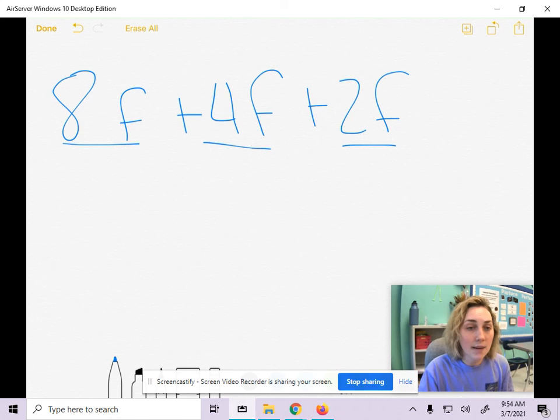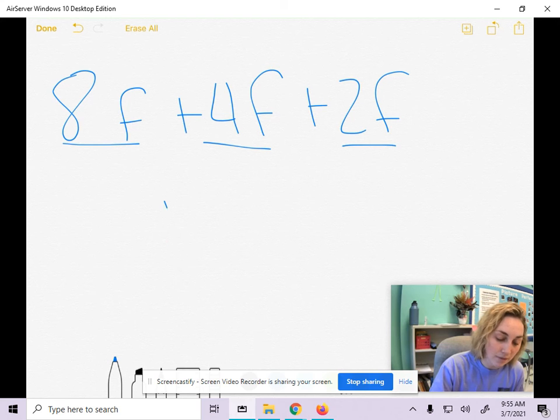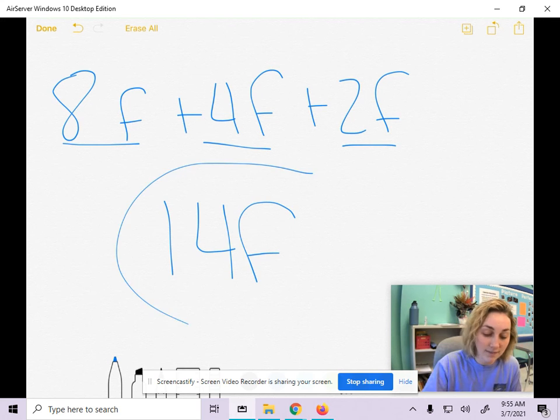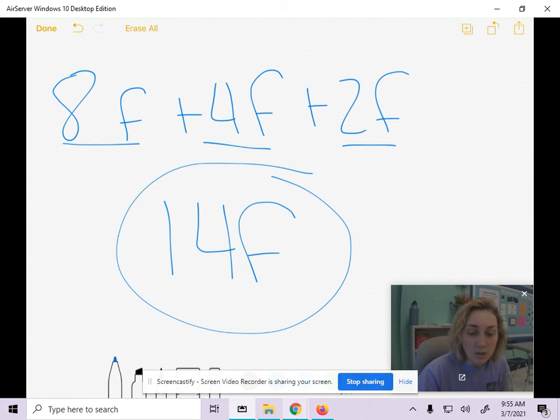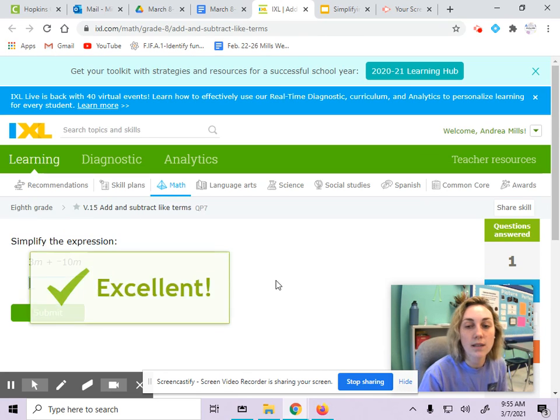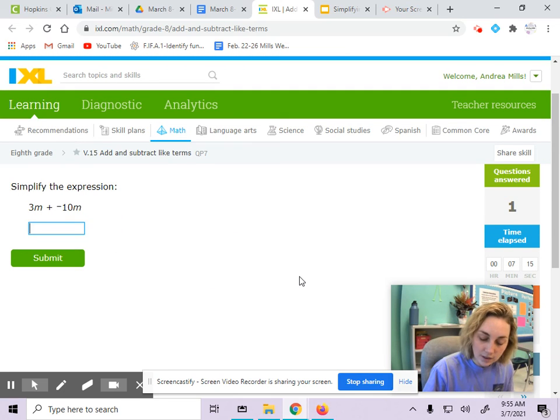Since they all have the same base, all you have to do is just add across. So 8 plus 4 is 12. 12 plus 2 is 14. The variable stays with it, 14F, and that's your final answer. So what you can do is go back to your IXL. You're going to type in 14, make sure that variable, that base, stays with it, and go ahead and submit.